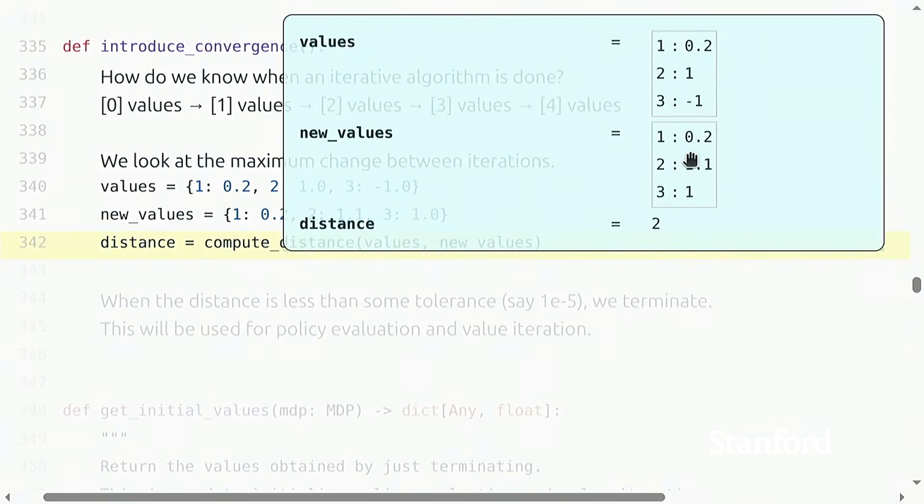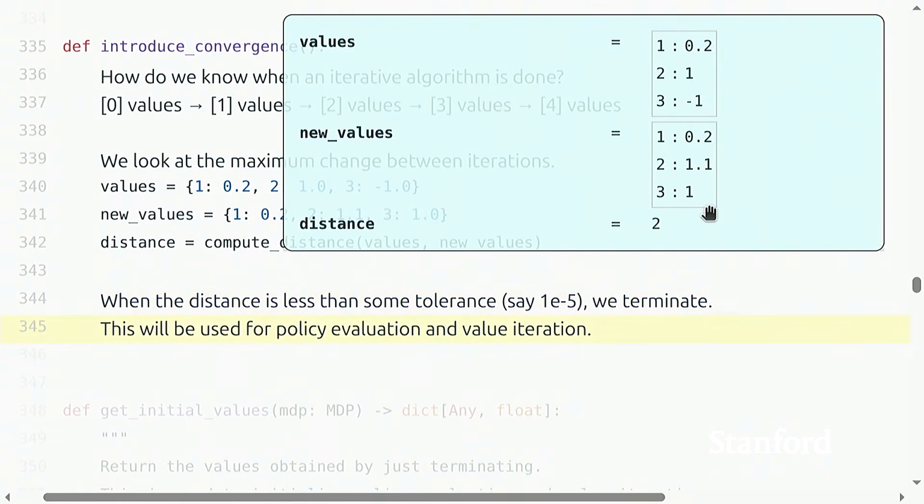That corresponds to the fact that despite state 1 having a really awesome estimate, state 3 is still pretty far away. So you want to make sure all the state values are close, which is why you take the maximum. And when the maximum distance is less than some tolerance, say 10 to the minus 5, then we can say we're done. This primitive will be useful for both policy evaluation and value iteration later.